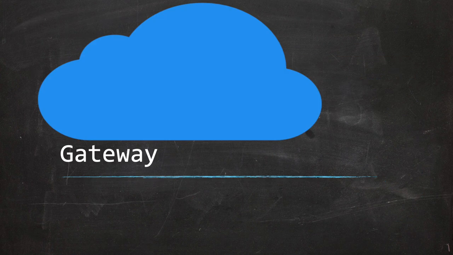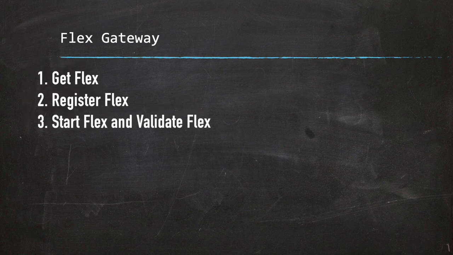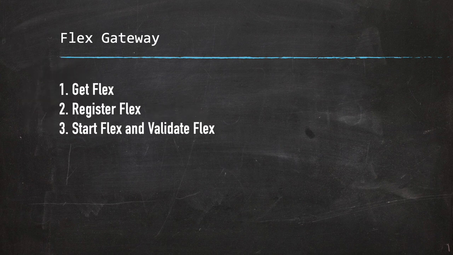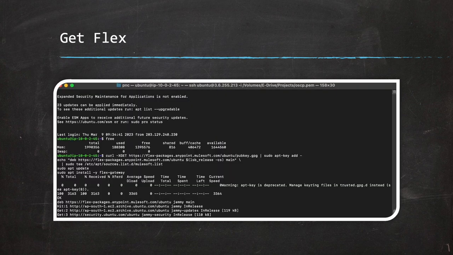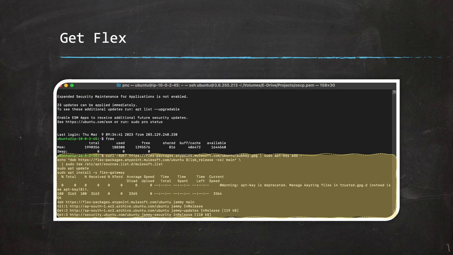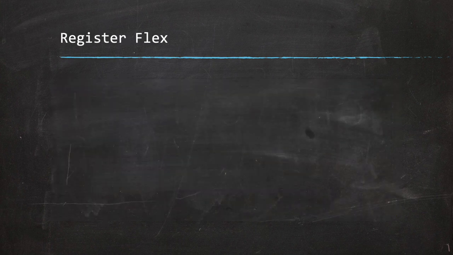When configuring Flex Gateway, we do three important operations: get Flex, register Flex, start Flex, and validate Flex. In this case, we get the Flex with the curl, and this connects to the MuleSoft's Flex repos and downloads the packages. This may take a while depending on your network speed.